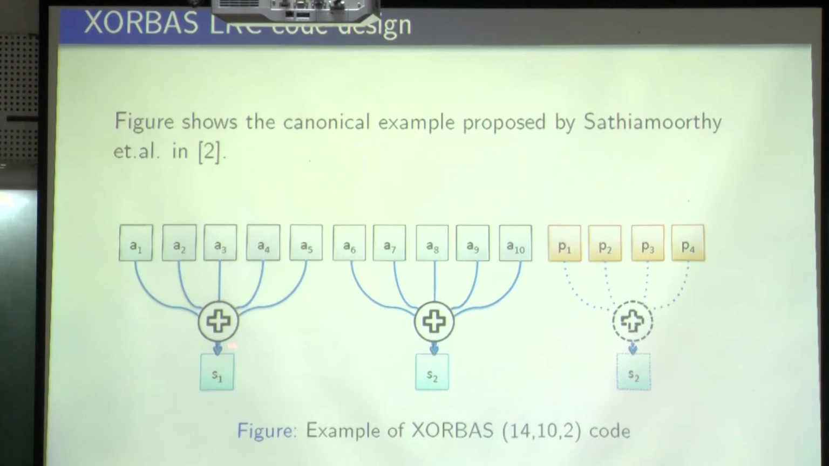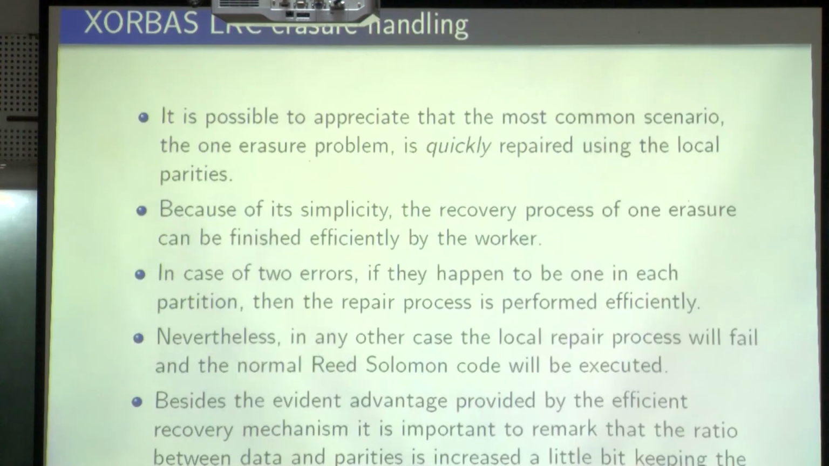For example, if one node has failed, now I only contact within the group to recover it, because I added the XOR. And of course, if you add it to the parities as well, then you will get all-symbol locality as well. But in some applications they do not use this, or this is an option. It is possible to appreciate that the most common scenario is 1 erasure, and that can be quickly recovered from the local parity. That is what that did. So recovery is very easy.